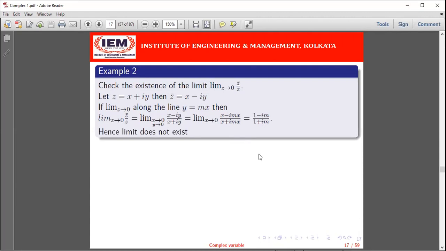In that way, you can follow the same method that you did in the first semester to prove the non-existence or existence of the limit for a function of two real variables. In the same manner, we can show it here. Was it okay? Yes, sir. Okay.